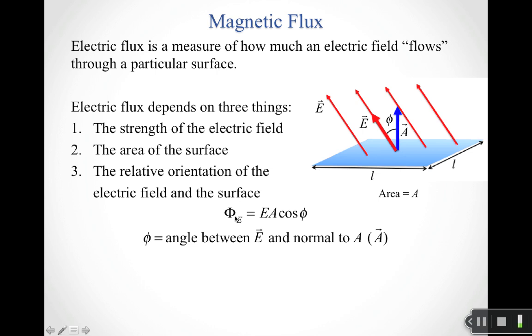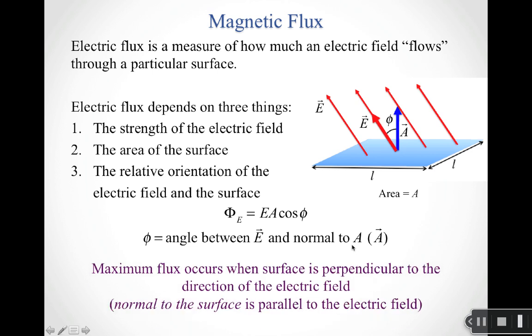We can account for all this mathematically and say that the electric flux, which we give a capital phi with a subscript of E, is equal to the magnitude of the electric field times the magnitude of the area vector, which is nothing more than the area of the surface, times the cosine of phi, which is just the cosine of the angle between those two vectors. Again, phi here is the angle between the electric field vector and the area vector, which is normal to the surface.